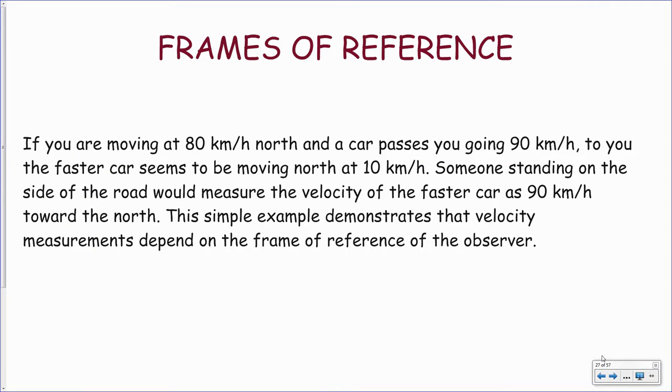Now, here's another example, but in words without a picture. If we're moving 80 kilometers an hour north and a car passes us going 90 kilometers an hour, to you the faster car seems like it's moving north at about 10 kilometers an hour. You're seeing the difference in speeds. Someone standing on the side of the road, though, would measure the velocity of the faster car as 90 kilometers an hour north, and your velocity as 80 kilometers an hour north. So somebody on the side of the road sees the velocities relative to being at rest.